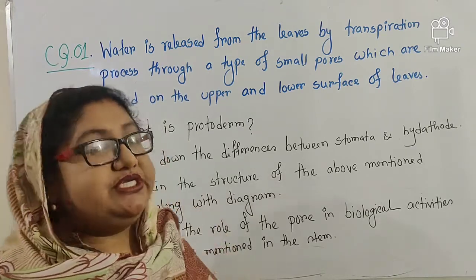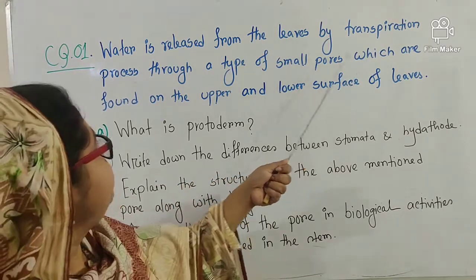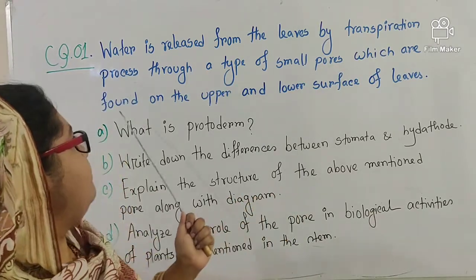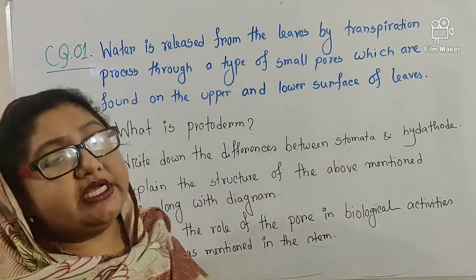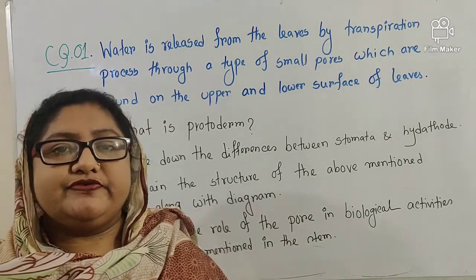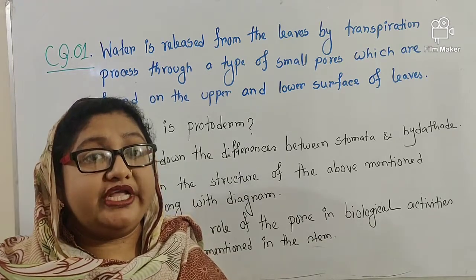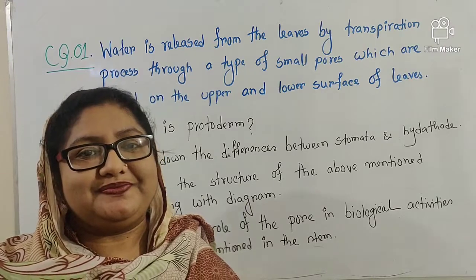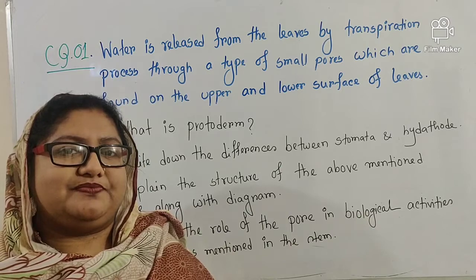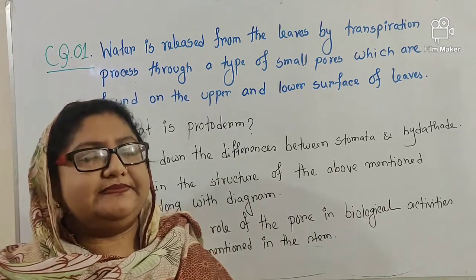My first creative question is: water is released from the leaves by the transpiration process through a type of small pores which are found on the upper and lower surface of the leaves. Through these pores the transpiration process takes place, and these pores are known as stomata. So I hope you can understand the stem.